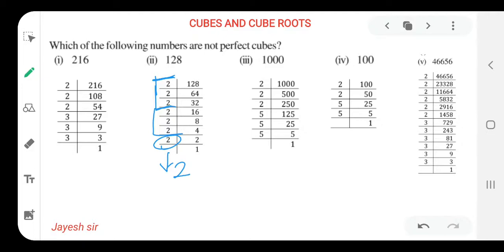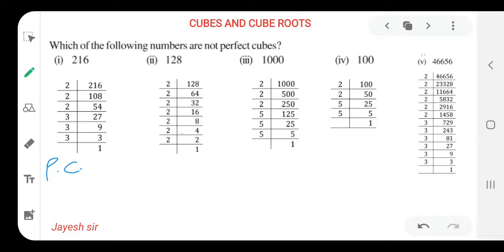So we can say that 128 is not a cube, but in the first sum we can see 2 appearing 3 times, and 3 also appearing 3 times. That means the number 216 is a perfect cube. What can we say? The number 216 is a perfect cube. I am writing PC here, that means perfect cube.